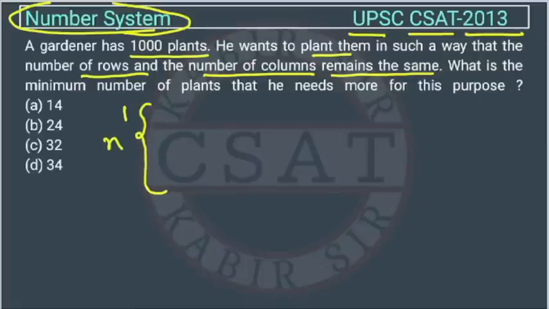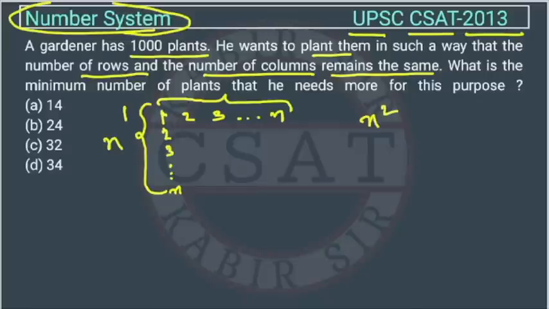n number of rows like this, first, second, third, in this way we have n number of rows, and there will be n number of columns, right? So 1, 2, 3, in this way we will go to n, right? So the total number of plants will be n square. So what is the minimum number of plants that he needs more for this purpose?